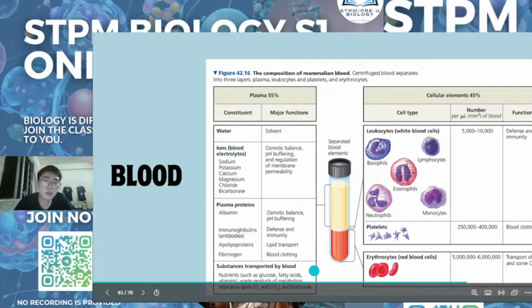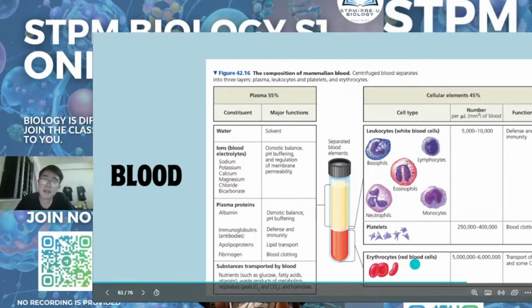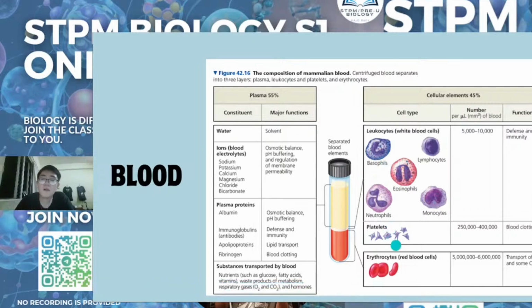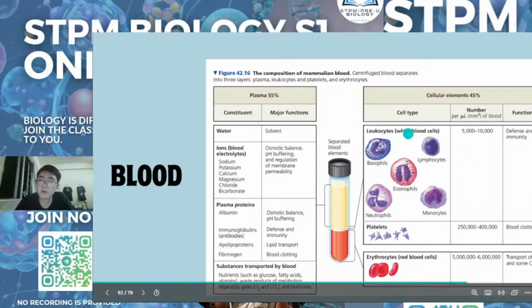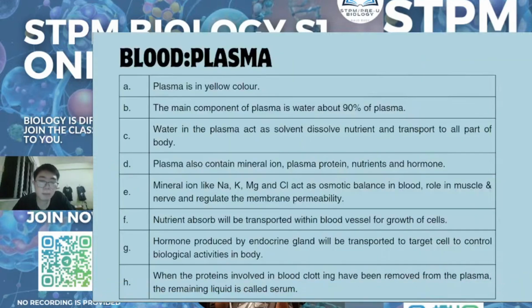So this one you should know already. You already learned in SPM, right? So this one you can read yourself. The most important is the cellular component. So we know that our blood contains 3 cellular components, right? Red blood cell, erythrocyte, leucocyte, and also platelet. All of these, okay.